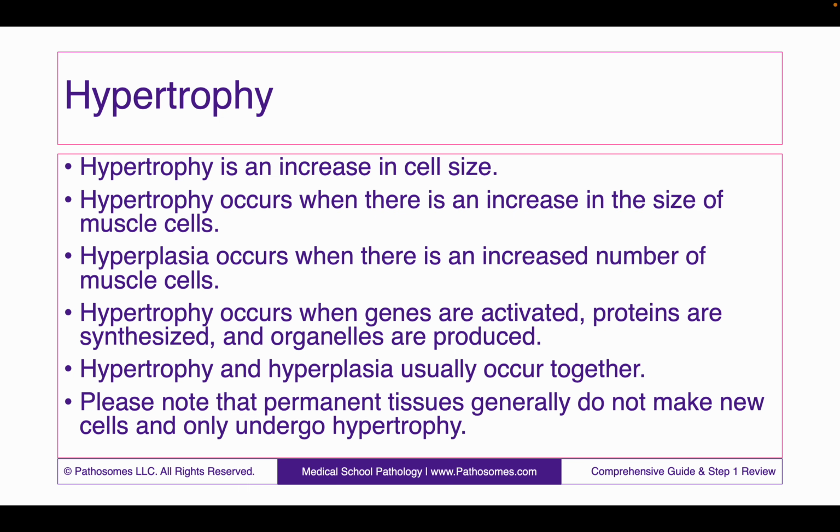Hypertrophy and hyperplasia usually occur together, but note that permanent tissues, like neurons, for example, do not make new cells for all intents and purposes. Now, I know there's that one researcher out there who's finally been able to get away from his little bench and saying, oh, well, I did an experiment and I saw a neuron. We're not talking to that guy. We're talking to people who want to do the best on Step 1, best in their coursework, and remember all the important information so that they can progress, have a great career in medicine.